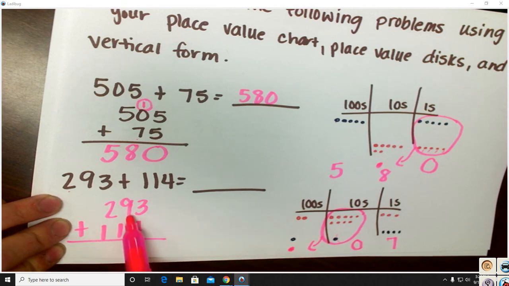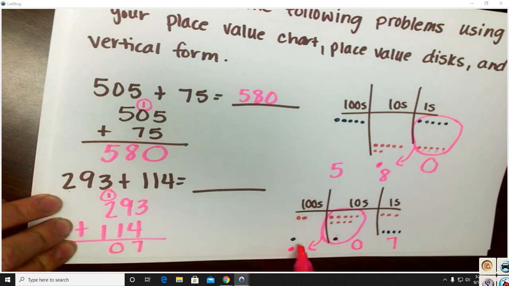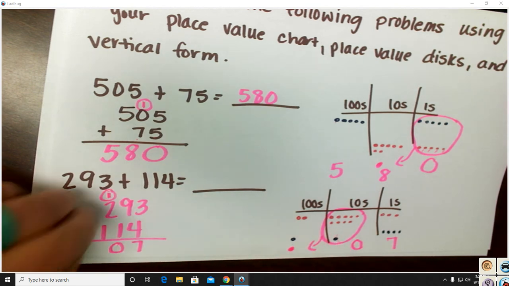So I'm going to go over here and I know that 9 plus 1 is 10. So I'm going to look at my place value chart and I'm going to have my 0 in my tens, but I have to carry where I bundled and moved my 10 tens over. So I added a 1 in my hundreds.